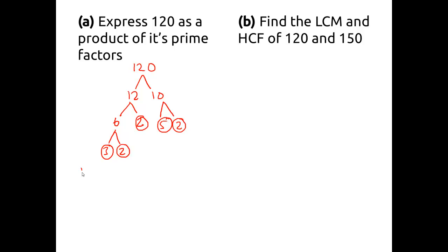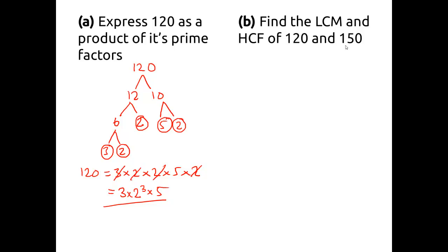Now 120 can be written as these prime numbers multiplied together. So that's 3 times 2 times 2 times 5 times 2. Now that you can write more simply because 3 is on its own. So I'll write 3. I'll cross this 3 out. And 2 times 2 times 2 is 2 to the power of 3. I'll cross these out. Multiplied by 5. And that's your solution.